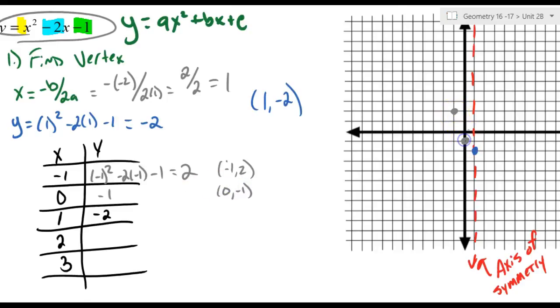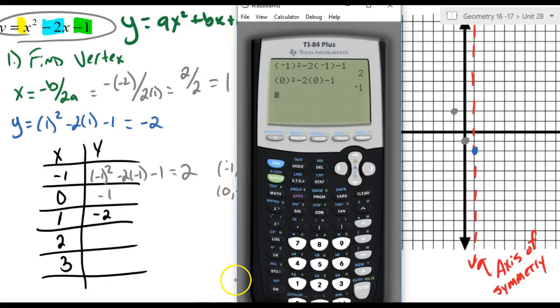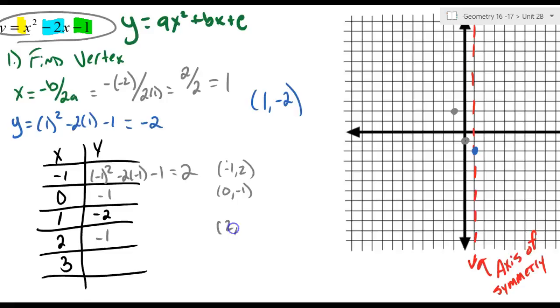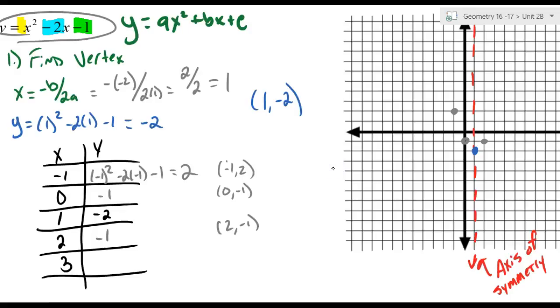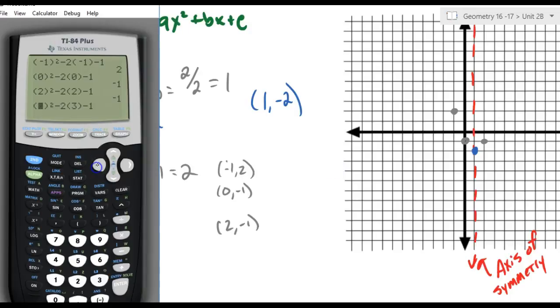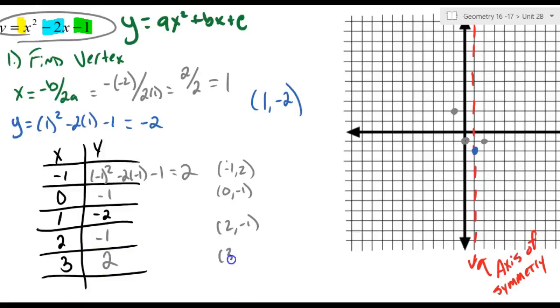0, negative 1. And I'm going to continue with this for 2 and 3. Second, enter. Scroll back to the 0 and replace it with 2. And we get negative 1 again. So now I have an ordered pair of 2, negative 1. 2 to the right, negative 1. And then finally 3. When I do that, I get 2. So then I have 3, 2. 3 to the right, up 2.